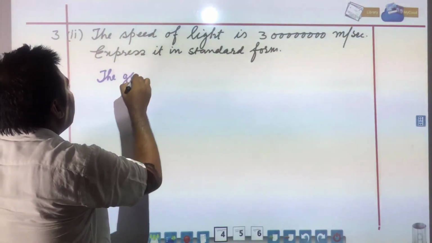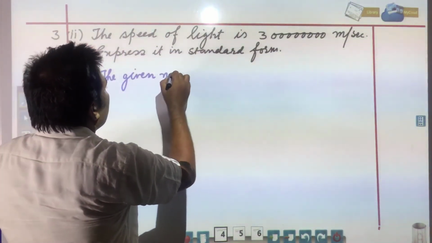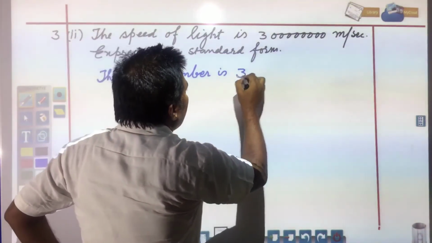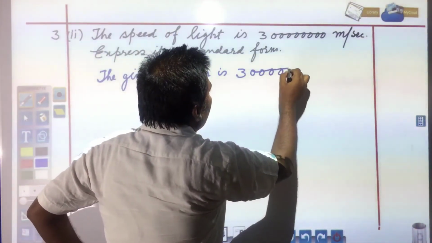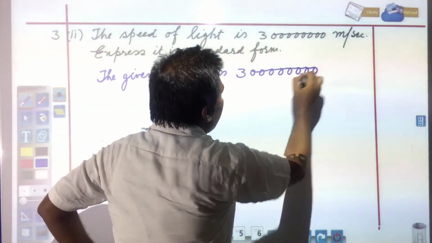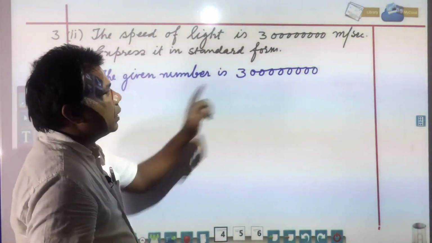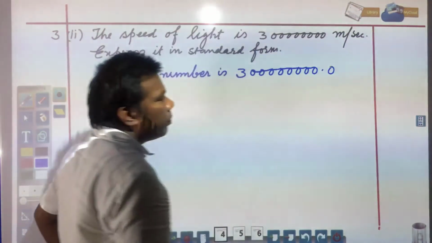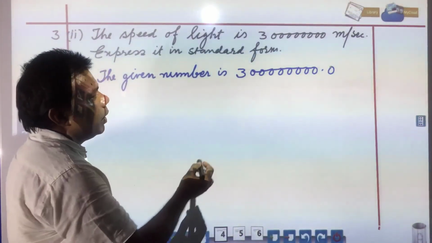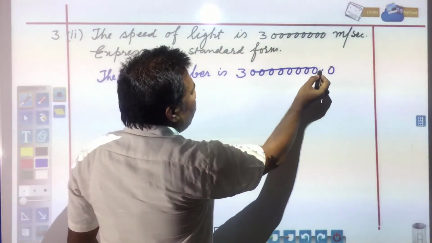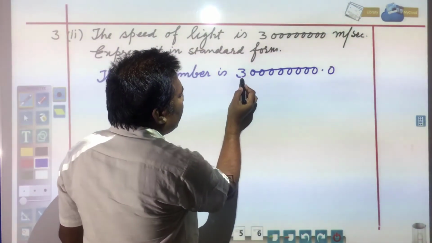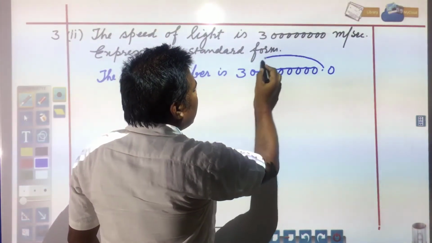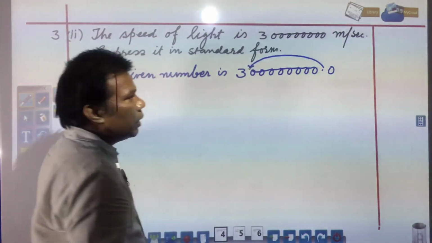The given number is 312345678. The given number is this. It means it can be written as 0.0. Now, the same formula will be required to be applied. What we need to do, just after one digit you need to put a decimal. So, this decimal is required to be brought over here.